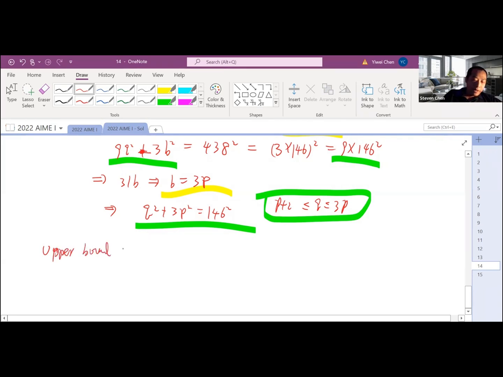So let me call upper bound of Q. So for Q squared plus 3P squared, we know that it's greater than or equal to the following thing. So let's look at the green box. So Q is less than or equal to 3P. So that implies P is greater than or equal to Q over 3.